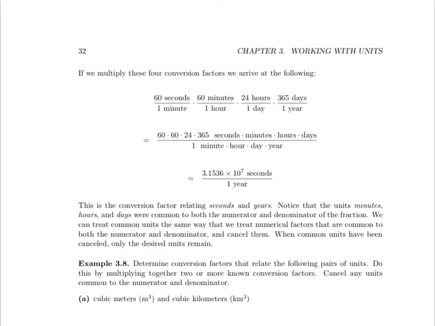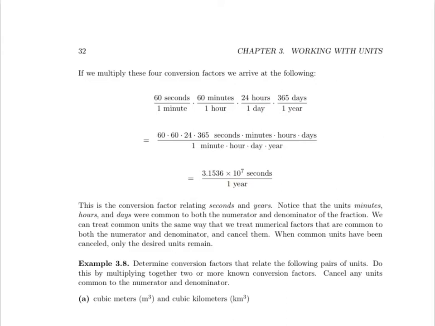In the numerator, we're multiplying seconds by minutes, by hours, by days. In the denominator, we're multiplying minutes, hours, days, and year. And so you see these respective products right here. When we multiply the numerical values, we arrive at 3.1536 times 10 to the 7. Now let's look at what happens with the units.